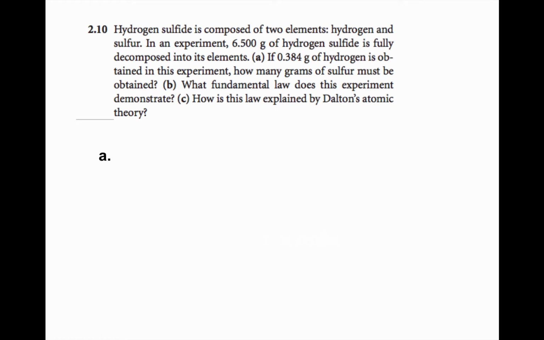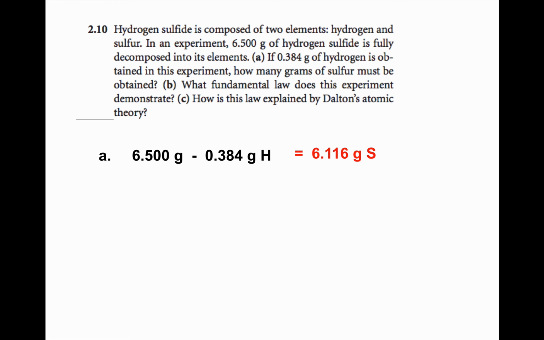Hydrogen sulfide is composed of two elements, hydrogen and sulfur. In an experiment, 5 grams of hydrogen sulfide is fully decomposed into its elements. A, if 0.384 grams of hydrogen are obtained in this experiment, how many grams of sulfur must be obtained? All right, according to the law of conservation of mass, the masses have to add up to the total mass of the compound. So if I subtract the mass of the hydrogen from the total mass of the sample, I get the mass of the missing component, which in this case is the sulfur.